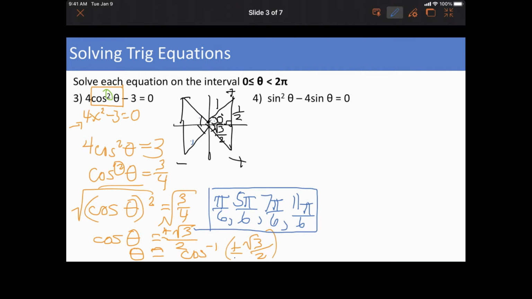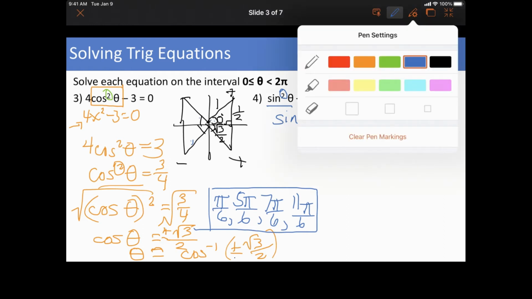Now let's look at this one. This one is different. This one, again, I have a squared, so it's a quadratic. But I have a sine squared here and a sine squared. So can I factor out the sine? Well, yes, you can. So I'm going to factor that out just like we did earlier in the review problem.